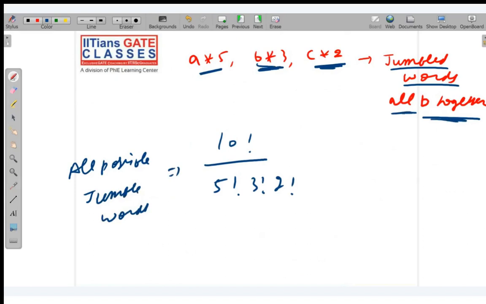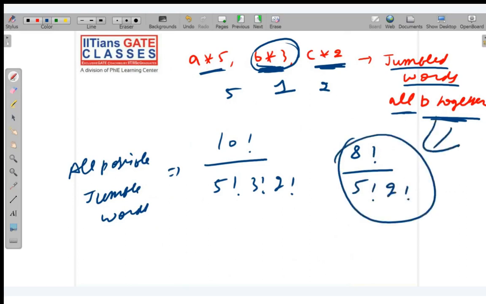When I apply glue over it, I will consider these three B's as a black box. So what will be our answer? 5 plus 1 for the box, 7 plus 1, so 8 factorial, divided by 5 factorial because the A's are repeated 5 times, and 2 factorial because the C's are repeated 2 times. This is the answer.